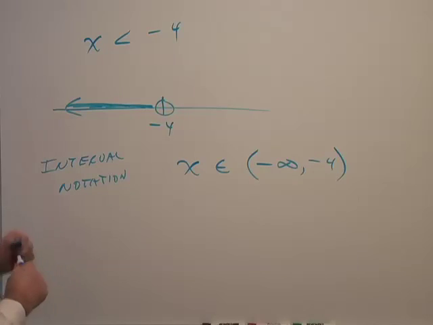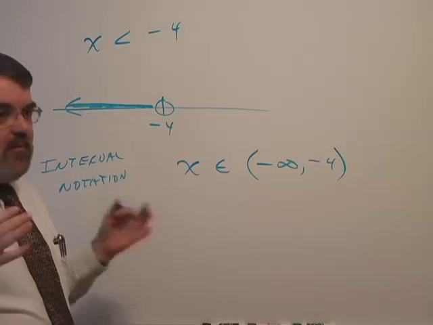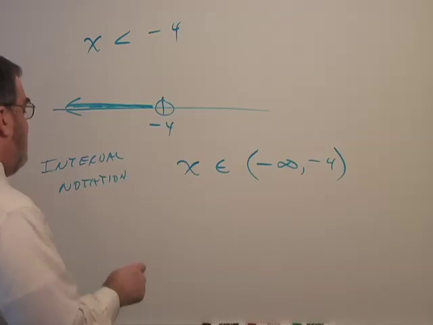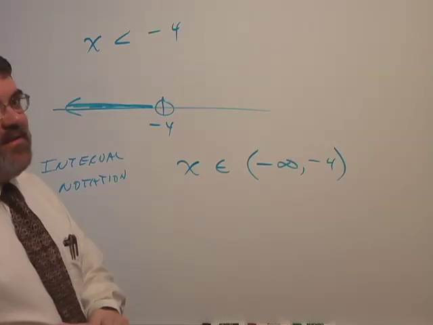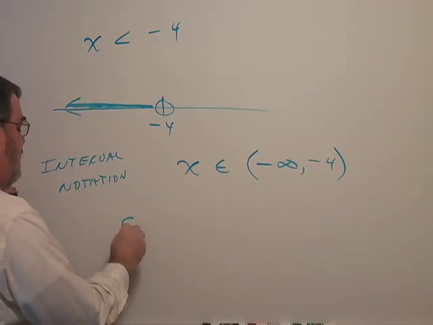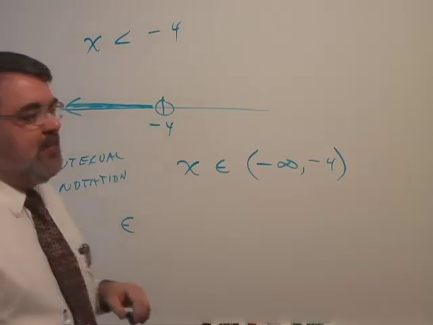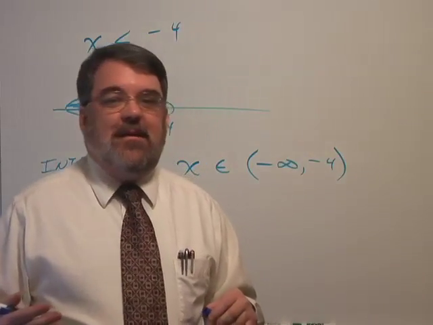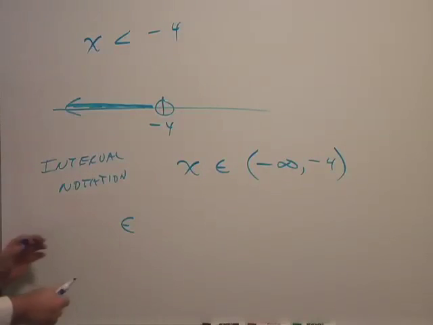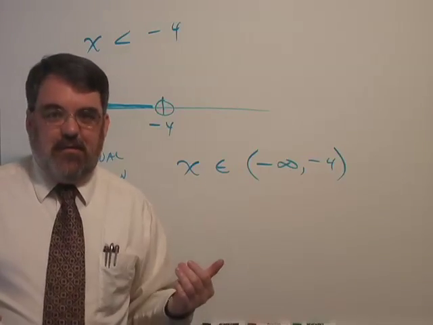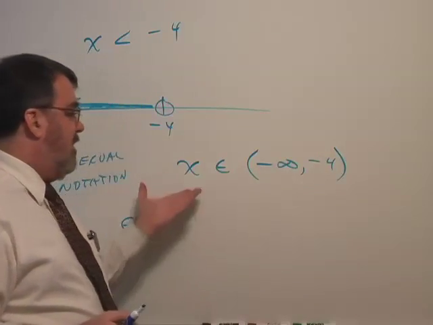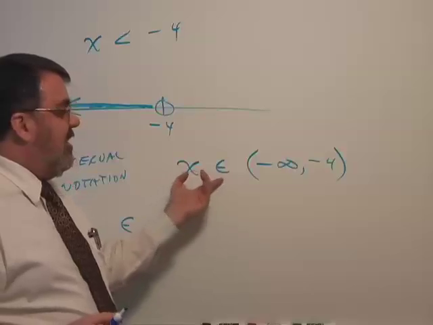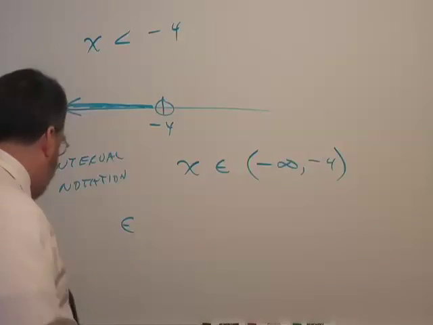So a couple of things here. This symbol is not an E symbol. Don't write E with me. That, to me, is laziness. It's the element symbol in mathematics. It's not an E, and it's not a Greek letter epsilon either. I tend to say it means belongs to. So x belongs to this interval, but more formally you would say x is an element of this interval.